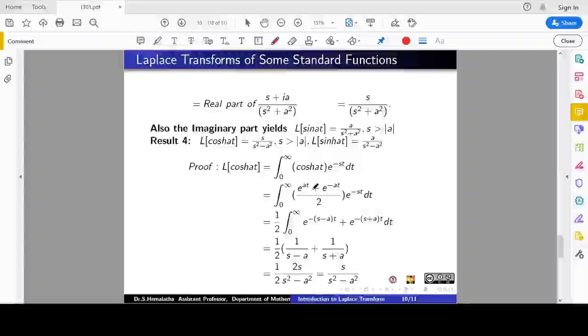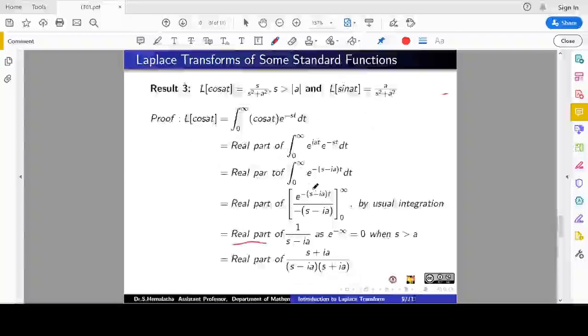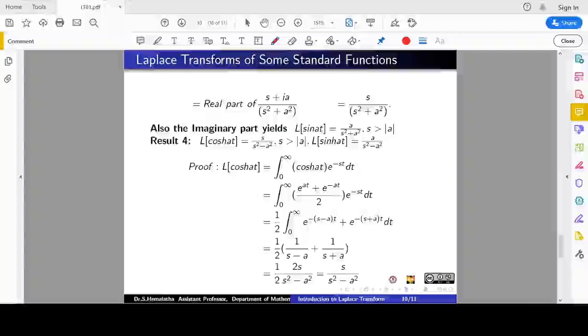So you need not redo it; I'll just go back to my previous slide. When you use sine at here, you will be getting a minus. You need not do it again. Anyway, if you talk about the same sine at function, there will be a slight change in the sign factor, because you will be writing only the imaginary part. Otherwise the discussion is going to be the same except for the imaginary part. So you will be getting it as a by s square plus a square.